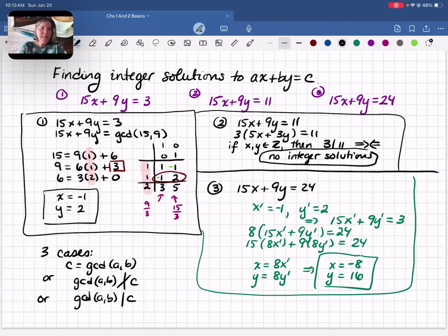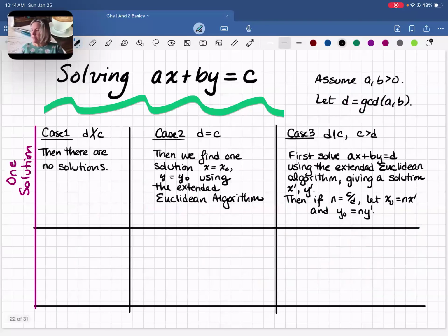When c equals the GCD of a and b, then we can use the extended Euclidean algorithm, as we learned in an earlier video. When the GCD of a and b does not divide c, then you can simply say there are no integer solutions. And when the GCD of a and b does divide c, then you can take the answer that you found for when c equaled the GCD and multiply that answer by an appropriate amount to get the answer to this new equation. For example, in number 3 here, we had to multiply by 8 because 3 goes into 24 8 times.